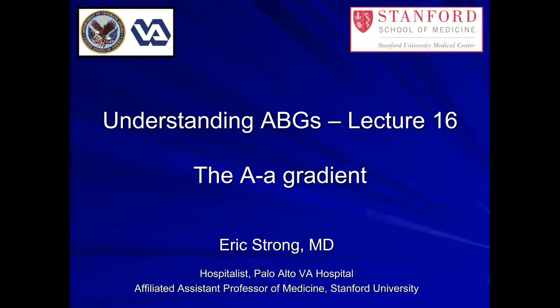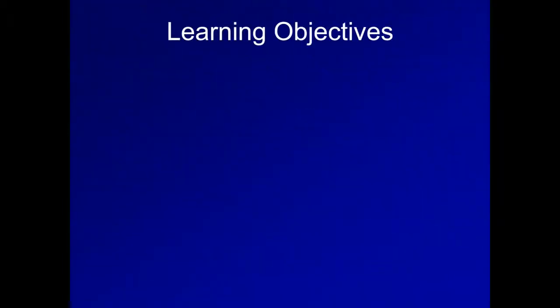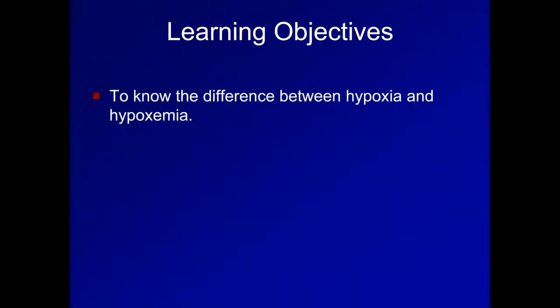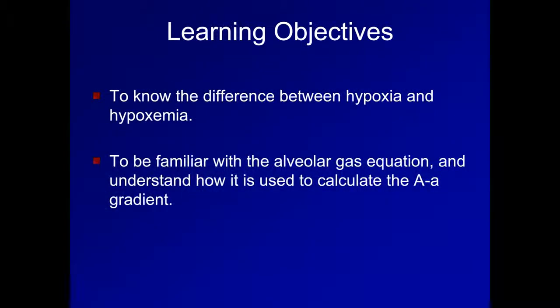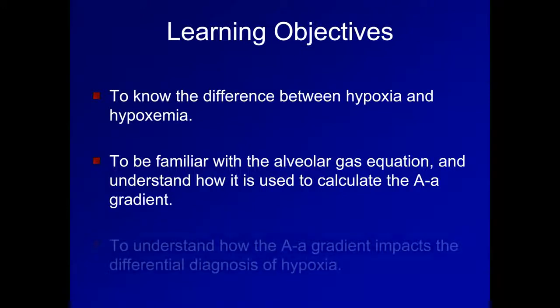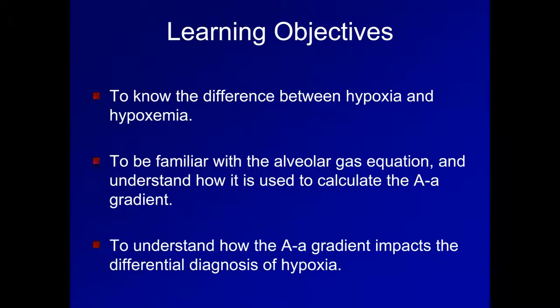This lecture marks a major transition point in this course on understanding ABGs, where I move from discussing acid-base disorders and focus now on disorders of oxygenation. The learning objectives of this lecture are to know the difference between hypoxia and hypoxemia, to be familiar with the alveolar gas equation and understand how it is used to calculate the AA gradient, and finally to understand how the AA gradient impacts the differential diagnosis of hypoxia.